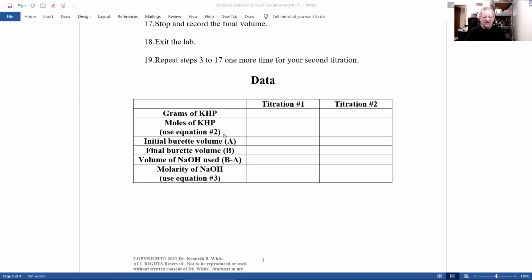Now, you have to calculate using equation 2, the molarity of KHP. And then you use that in equation 3 to get the molarity of NaOH. Now, when you're doing a titration, you never do one. You do it in duplicate to make sure you didn't do any serious errors. Because if you did it correctly, both answers should be almost identical. Not identical, but close to it. And that's why, notice, you've got to do that a second time.